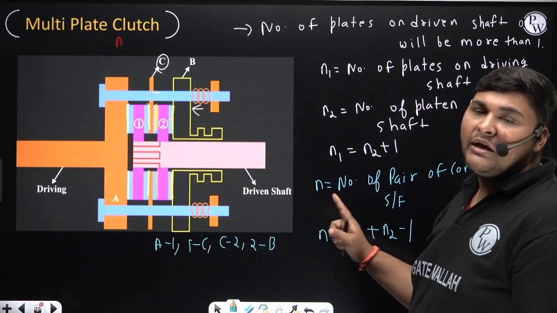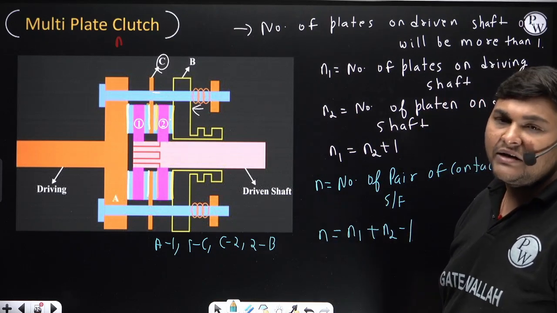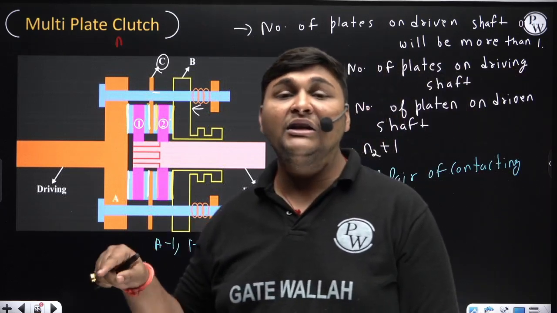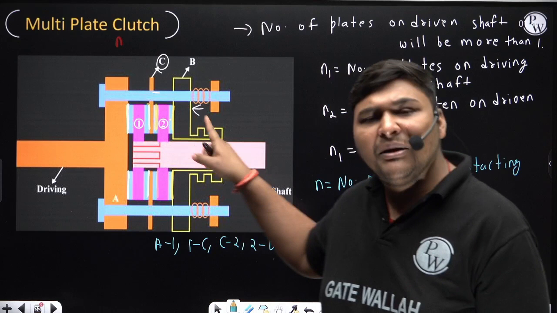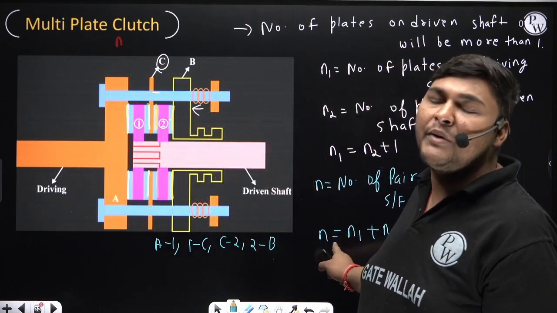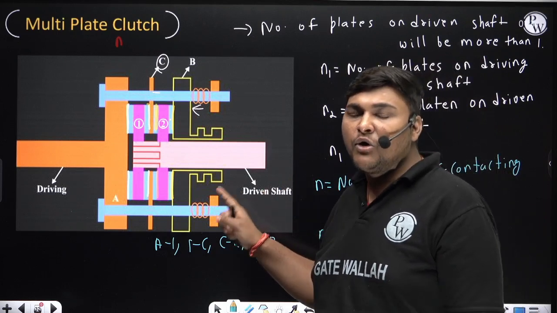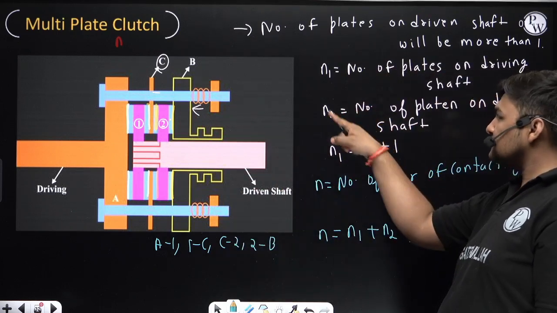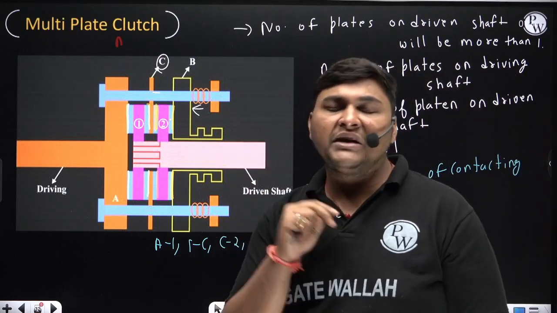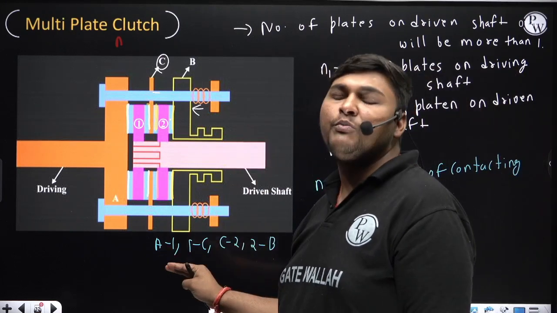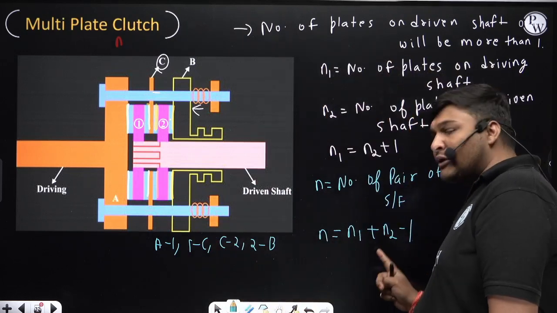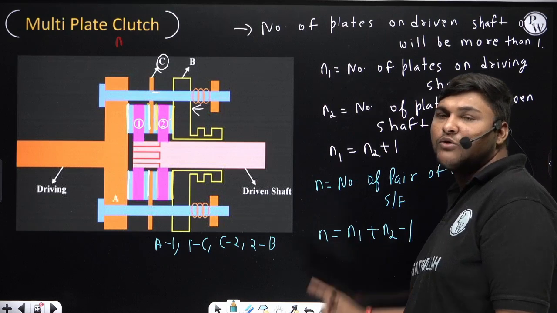Now you can easily conclude the analysis of the multiplate clutch, because we have already discussed the single plate clutch with both sides effective. This is the same as a single plate clutch with both sides effective. The only difference is that more than 2 pairs of contacting surfaces are coming, because n1, n2 is more than 1. Like in the single plate clutch with both sides effective, 2 pairs of contacting surfaces were coming. Here more than 2 pairs will come, whose formula to calculate is n1 plus n2 minus 1.